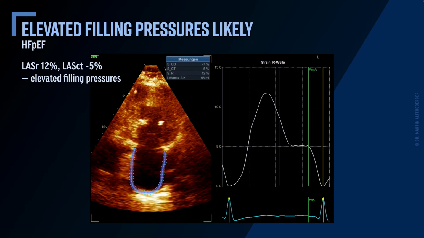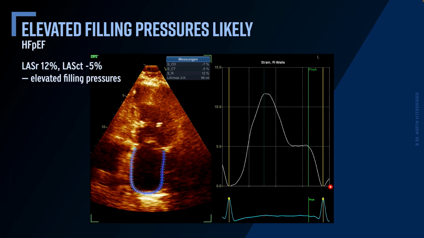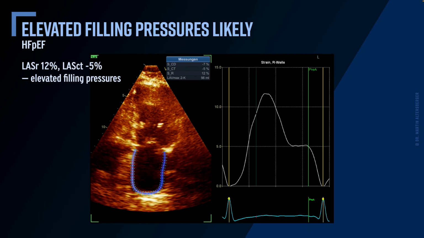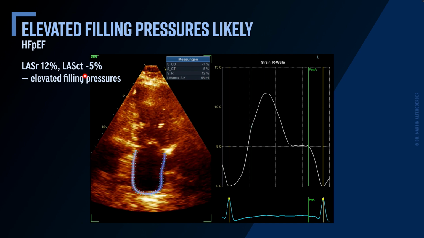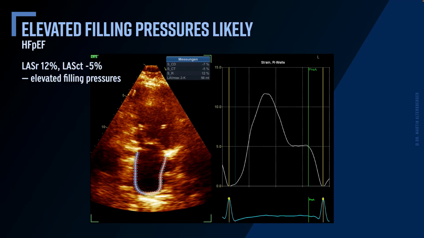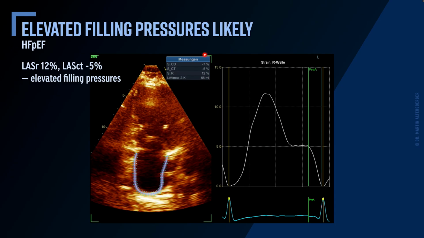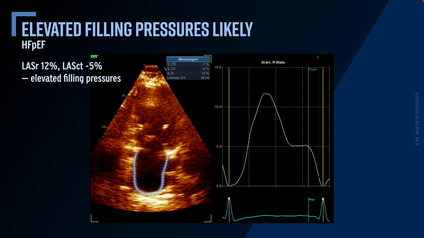Here now we have a different example. Again, it's sinus rhythm. You see this nice curve over here. This looks like a normal left atrial strain curve. The pre-A is nicely detected. And we have a reservoir phase of 12 and a contraction strain of -5%. This is a case of a patient with heart failure with preserved ejection fraction. Ejection fraction was in the range of 55%. And we do see those values which denote that elevation in filling pressures is very, very likely.